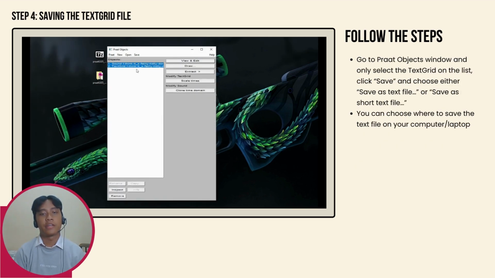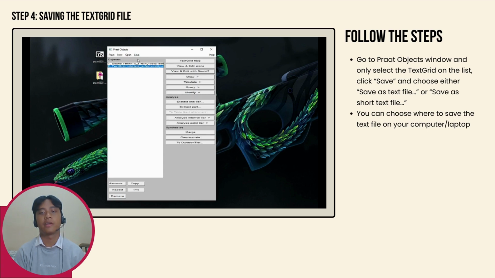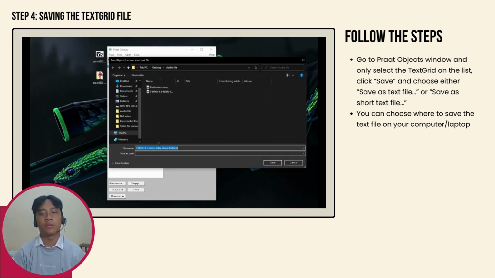To save the TextGrid file, go back to the Objects window and only select the TextGrid on the list. Click Save and choose either Save as text file or Save as short text file.